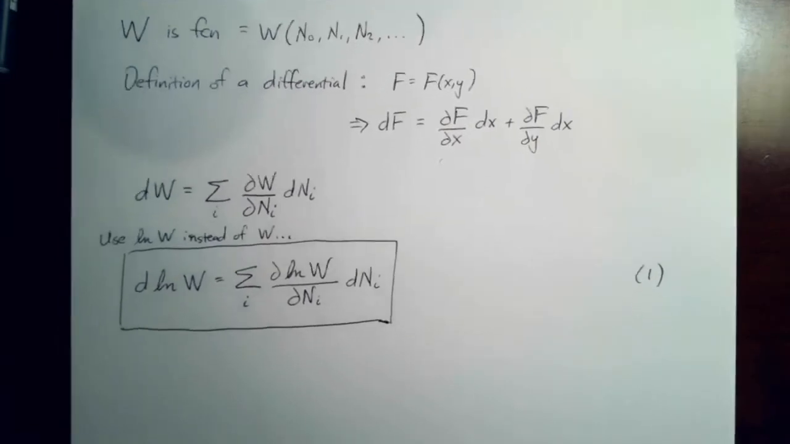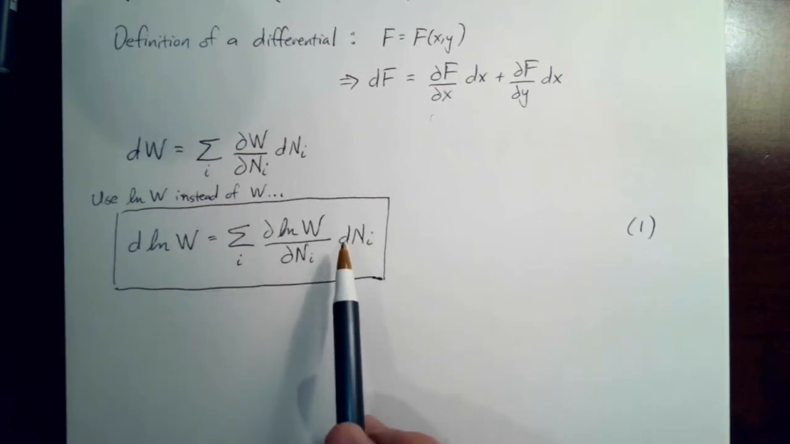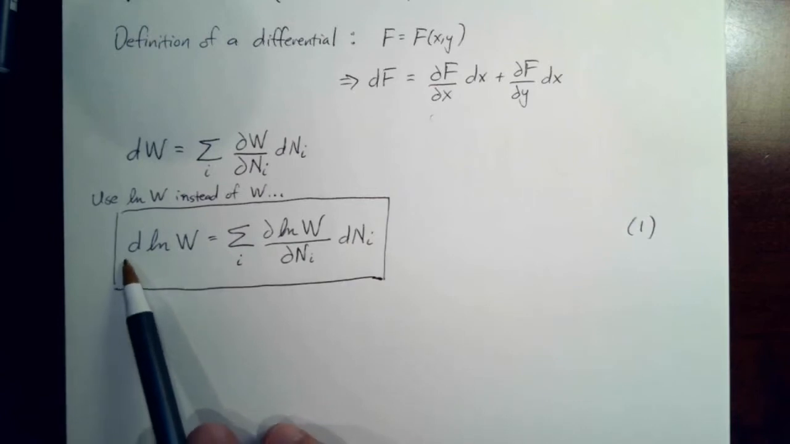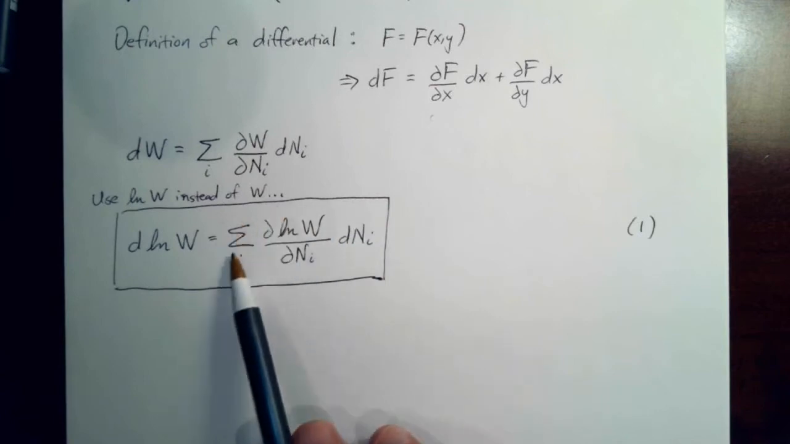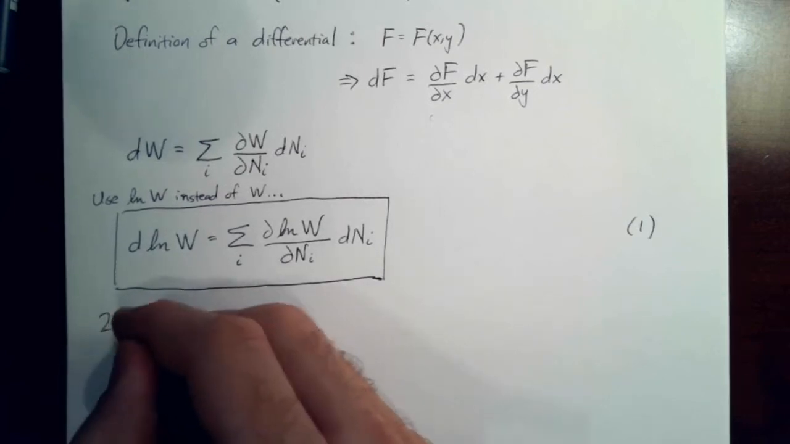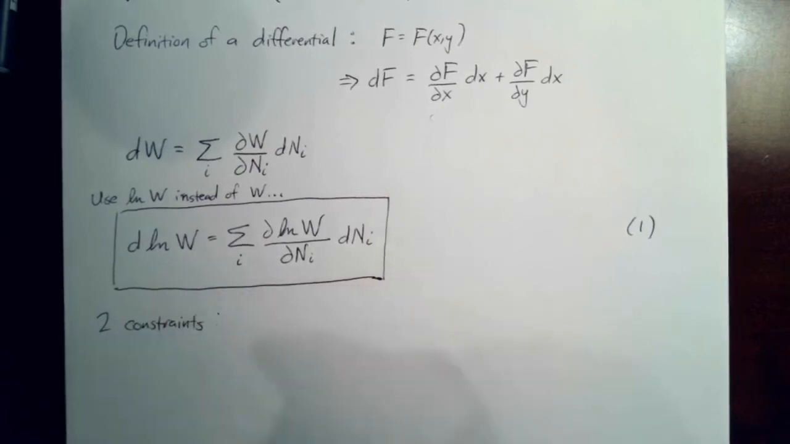So we want to find a solution to equation 1 if we set it equal to 0, okay? Because there we have found the peak of the natural log of W, if we can find where this equals 0. Okay, so that's going to be our goal. But there's a couple of constraints that we have to incorporate. So we have 2 constraints that we need to be concerned with.